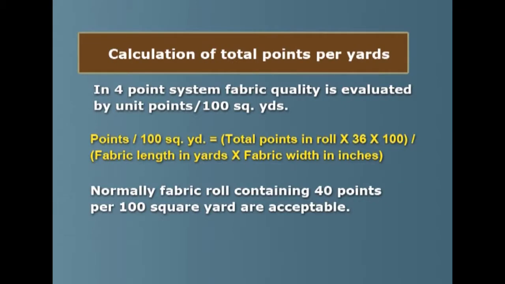And then when we want to calculate the total points for yards, in the 4-point system, fabric quality is evaluated by unit points for 100 square yards. That is, points per 100 square yards is equal to total points in roll into 36 into 100 divided by fabric length in yards into fabric width in inches. Normally, a fabric roll containing 40 points per 100 square yards is acceptable.